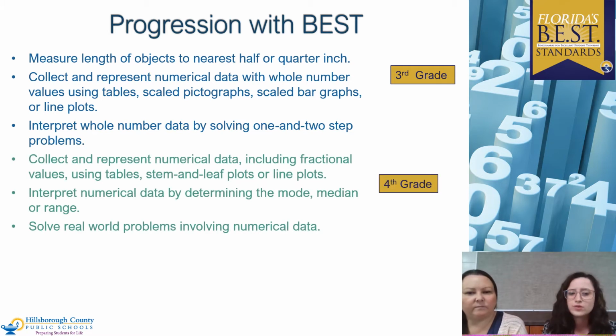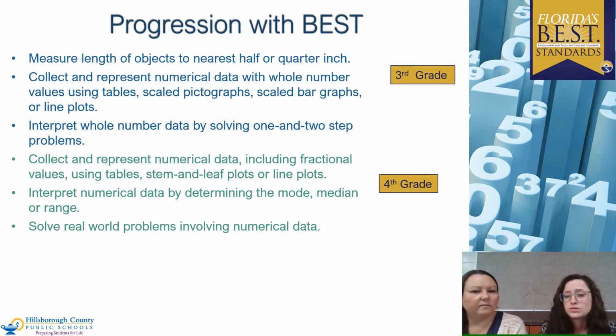As they move into 4th grade, they're going to continue to collect and represent data, but it's also going to include fractional values, and they're going to use tables, stem and leaf plots, or line plots. Stem and leaf plots, that's new this year, right? It is new. The next thing is also new. Students are going to be interpreting the numerical data by determining the mode, the median, or the range.